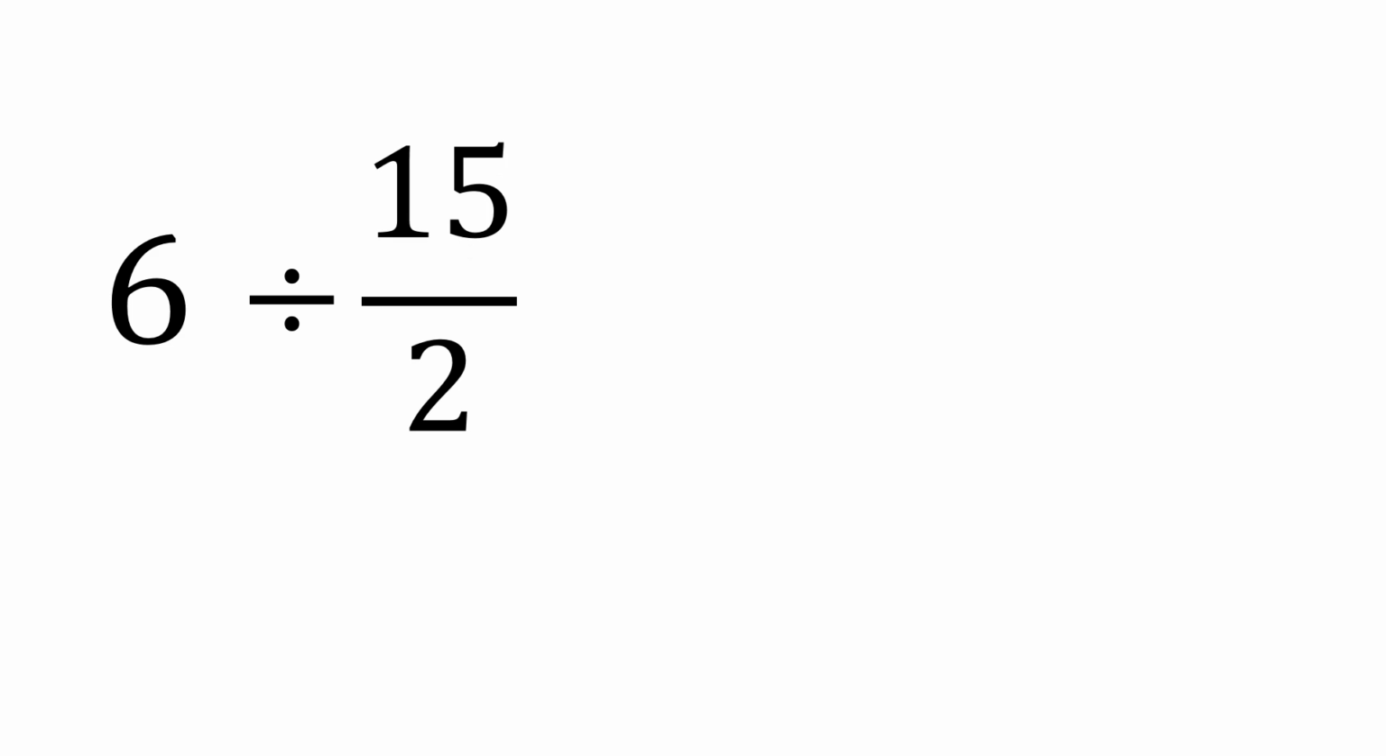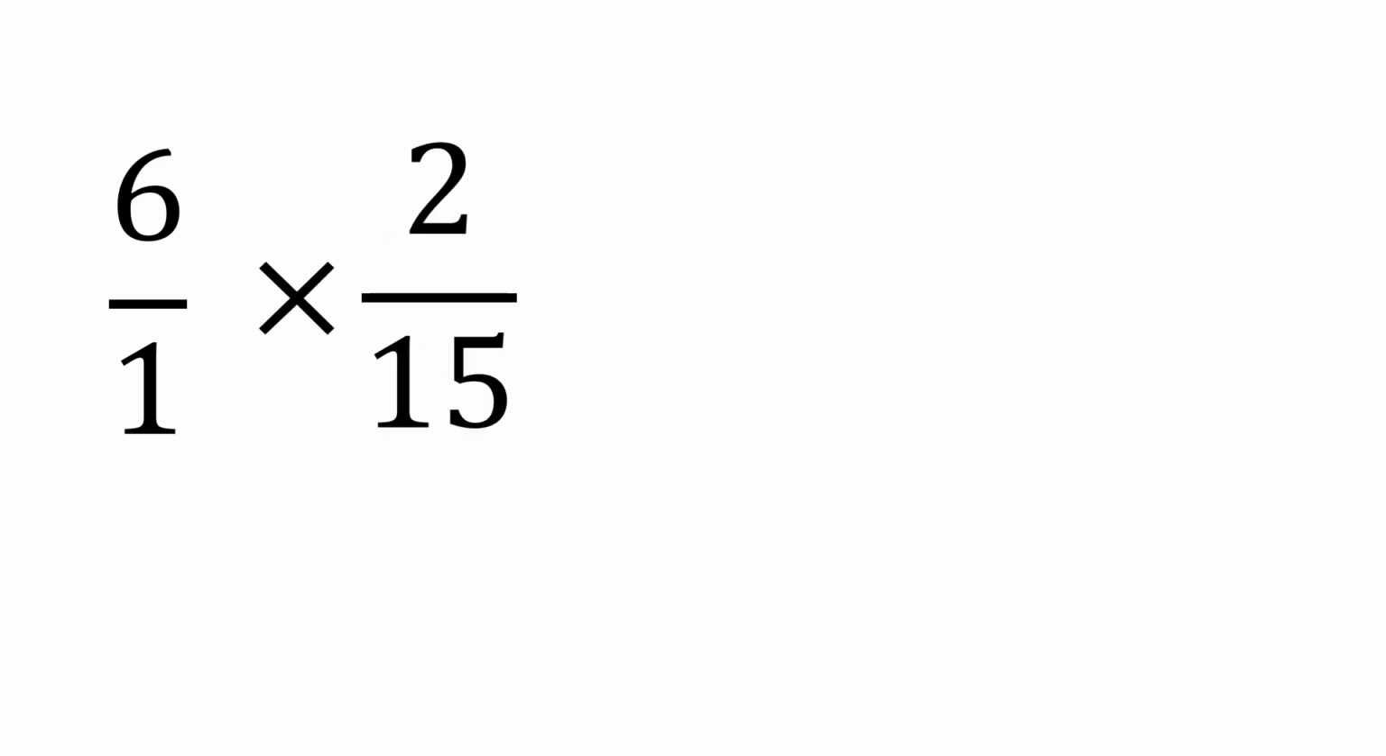Now how about this? A whole number 6 divided by 15/2. So, for whole numbers, we change it into fraction first by putting a 1 in the denominator. And then we will follow the 3 steps. We keep, change, and invert. And then we will do cross cancellation.